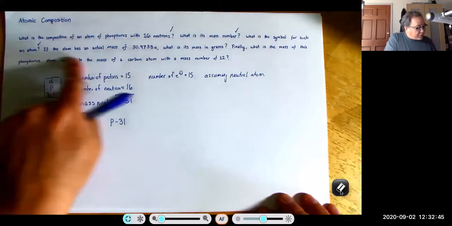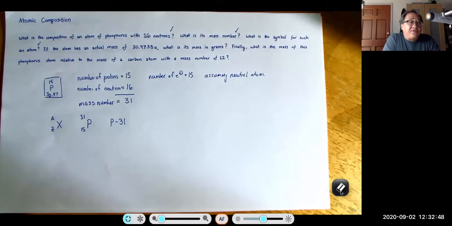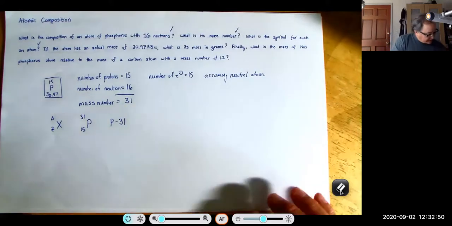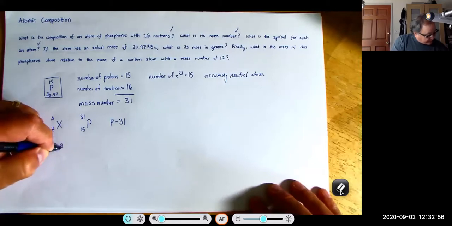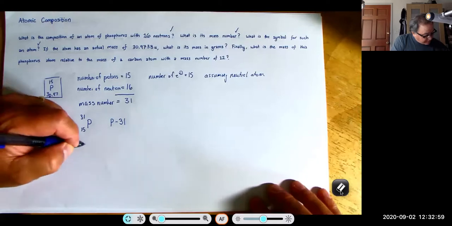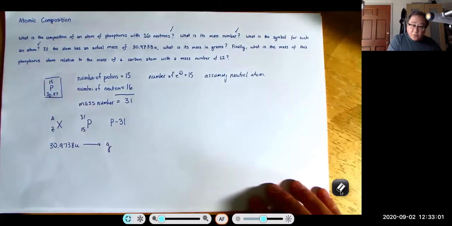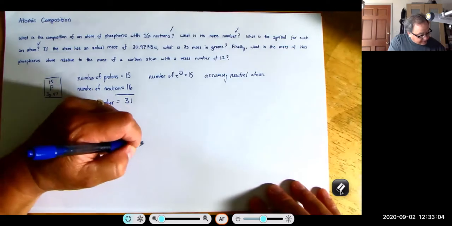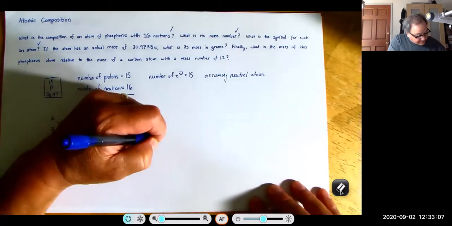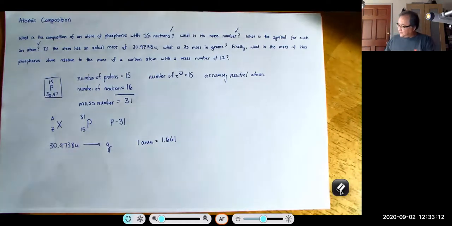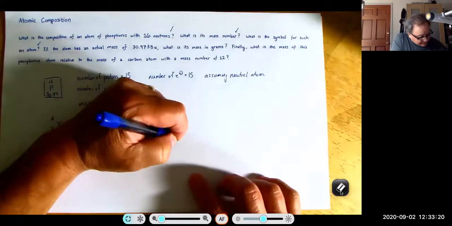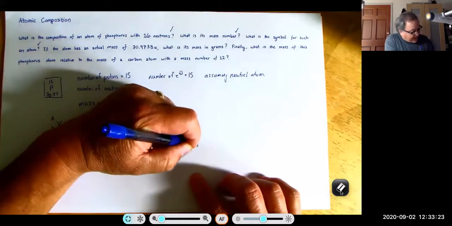If the atom has an actual mass of 30.9738 U, what is its mass in grams? So we take that 30.9738 U, and we want to convert that into grams, which means we need to know that 1 AMU is equal to 1.661. And I don't memorize this number. I always look it up. Actually, the book gives us a better value than this. I don't remember what it is. Times 10 to the minus 24 grams.